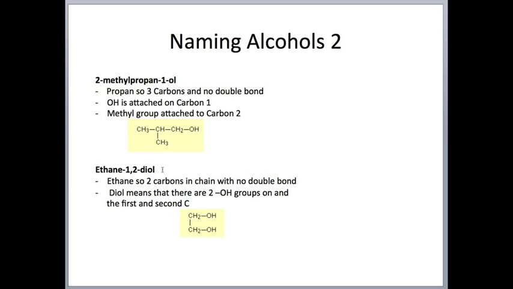Also, ethane-1,2-diol. Again, we look at ethane, and it means that there are 2 carbons in the chain, and ane meaning that it's an alkane, therefore there are no double bonds, so we can draw 2 carbons. A diol means that there are 2 OH groups, and because it says 1,2, it means that each of the OH groups is attached on the first and on the second carbon. So we can represent ethane-1,2-diol as this. With diols you can also get triols, and triols are when you have 3 OH groups in a particular molecule.